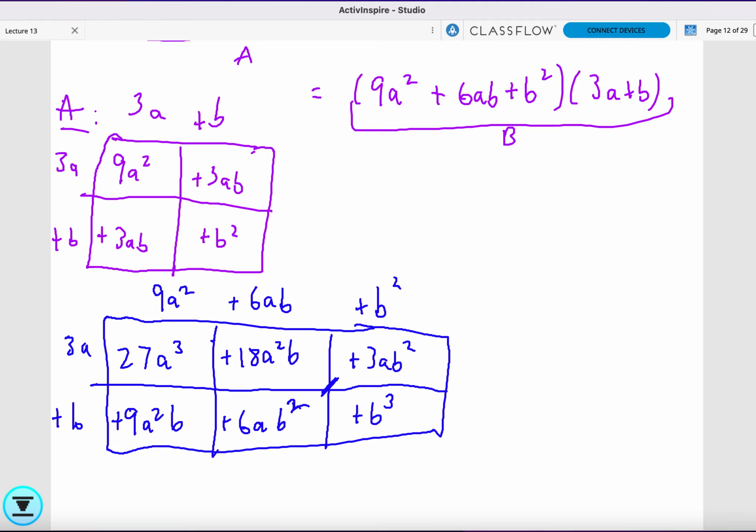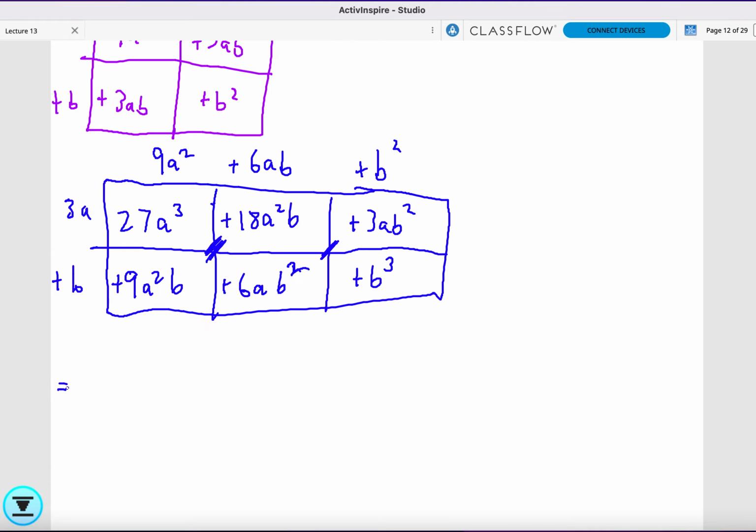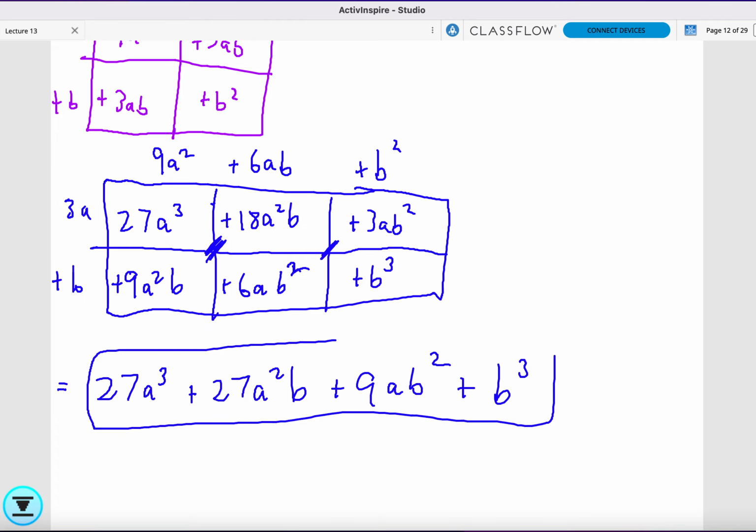The diagonals can be combined, or like terms. So our final answer will be equals 27a cubed, 9 plus 18 is 27a squared b, 3 plus 6 is 9, so it'll be 9ab squared plus b cubed. And you're done.